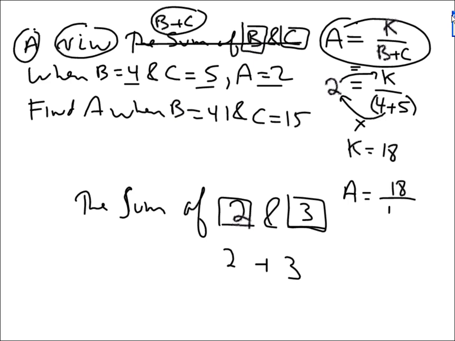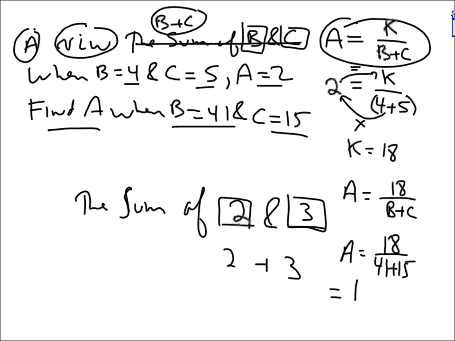Going back to the equation that has K in it, and updating it with K, A equals K over B plus C. Now they ask you to find A given B and C. So A is equal to 18 over B plus C, which happens to be 18 over 56. 2 goes into 18 9 times, and 2 goes into 56 28 times. And that's what A is. A is 9 over 28.